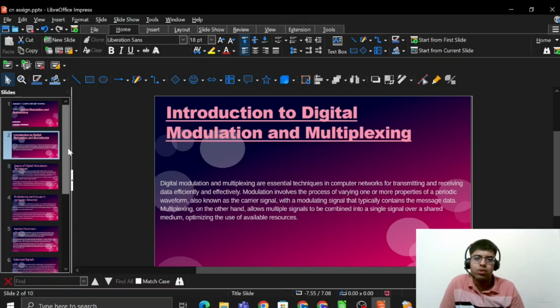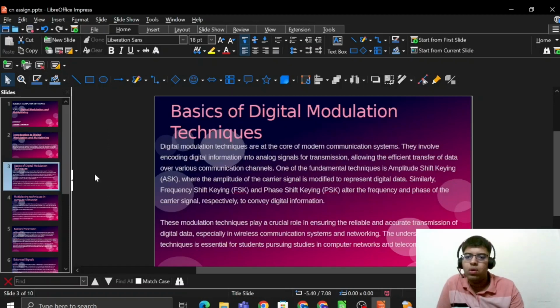available computer resources. Now, next are the basic digital modulation techniques. These techniques are at the core of modern communication systems. This involves encoding digital information into analog signals for transmission, allowing efficient transfers over various communication channels.